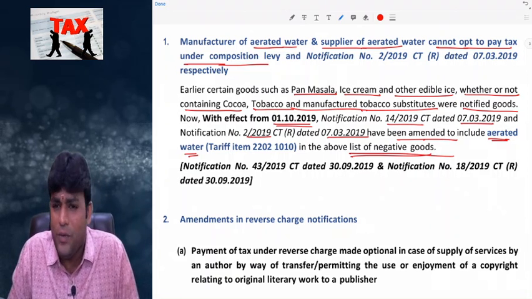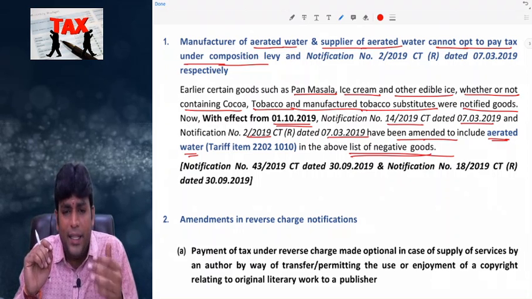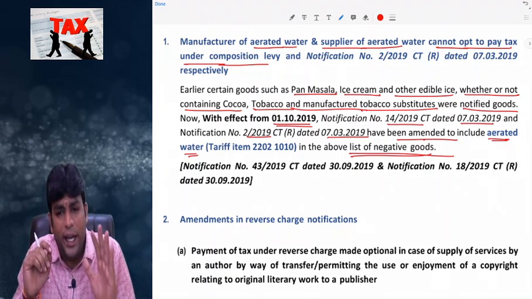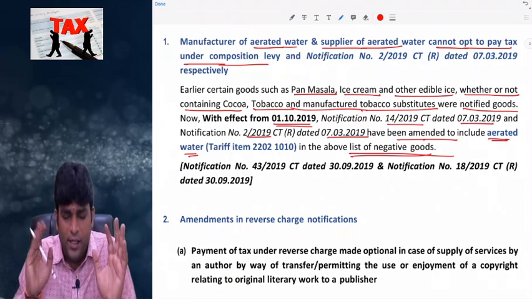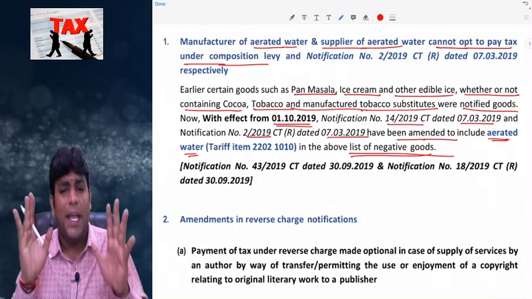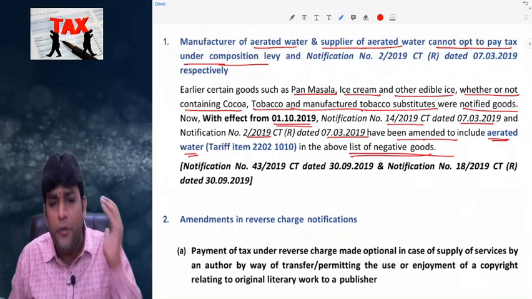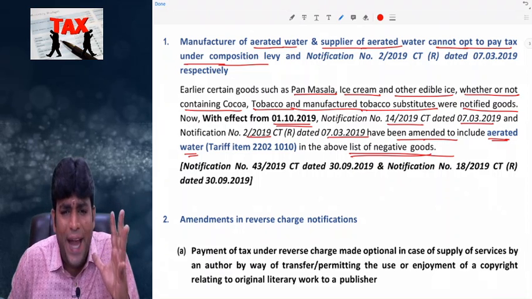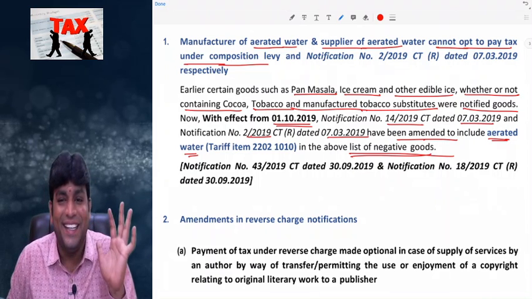That means earlier what was covered? Pan masala, tobacco and tobacco substitutes, ice cream and other edible ice, whether or not containing cocoa. And the new point added now is aerated waters. So manufacturer of these goods cannot go for composition scheme. Supplier of these goods cannot opt for notification number 2 by 2019 dated 7th March 2019.